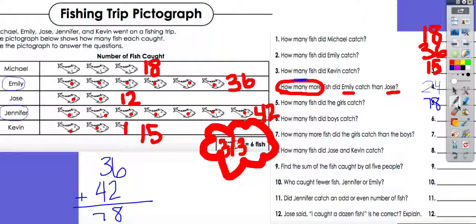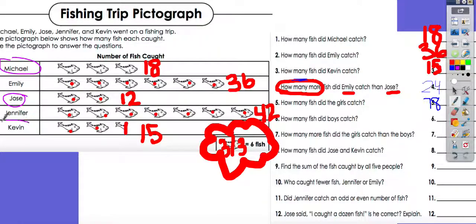All right, how many fish did the boys catch? Okay, am I going to add or subtract if I want to know how much the boys caught? I'm going to add up all the boys, right? That just makes sense. The boys, we've got Michael, Jose, and Kevin. Michael caught 18, plus Jose caught 12, and Kevin caught 15. So I'm adding up all three of those to figure out how much the boys caught in all. 8 plus 2 is 10, plus 5 is 15, and then 1, 2, 3, 4. 45. The boys caught 45 in all.